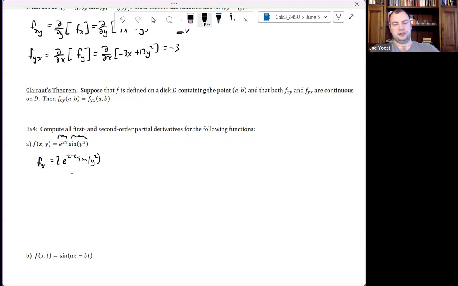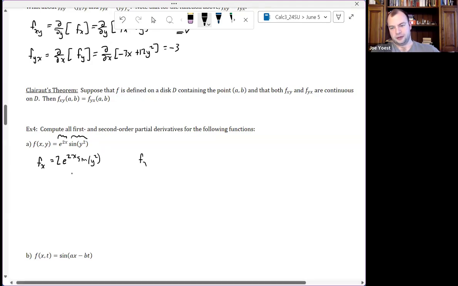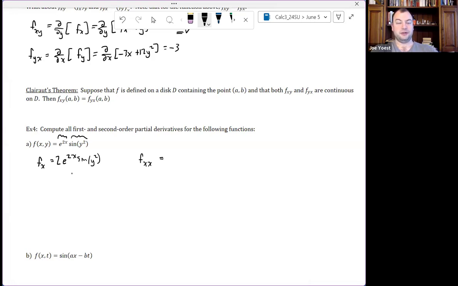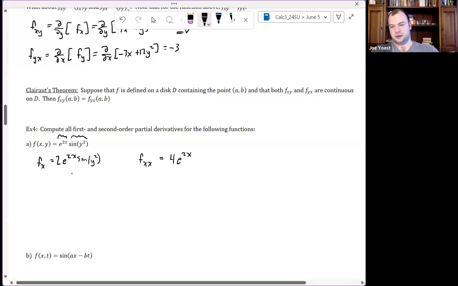We can figure out the second partial, f_xx, as the x derivative of f_x. Again, this sine y squared is just a constant, as is the 2 in front. That all just comes out, and I just differentiate e to the 2x again to get 2 times 2 is 4, e to the 2x sine y squared.